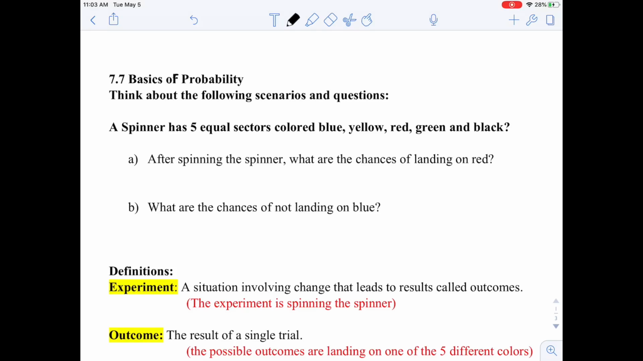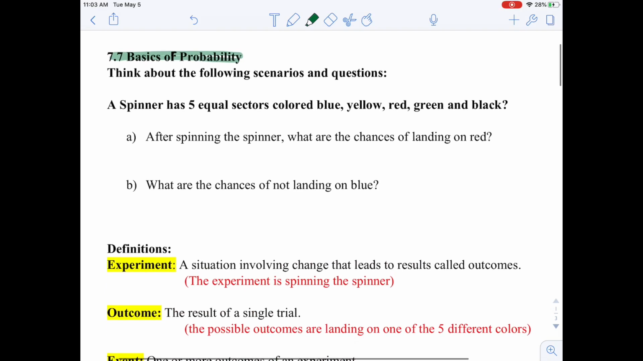Okay, so today is our last chapter or section of the year, and it's 7.7, Basics of Probability. This will give you a little intro into probability and a little of the topics that we actually cover in AP Stats for those that take that next year in the near future. So just as we move on, I want you to think about the following scenarios and questions.